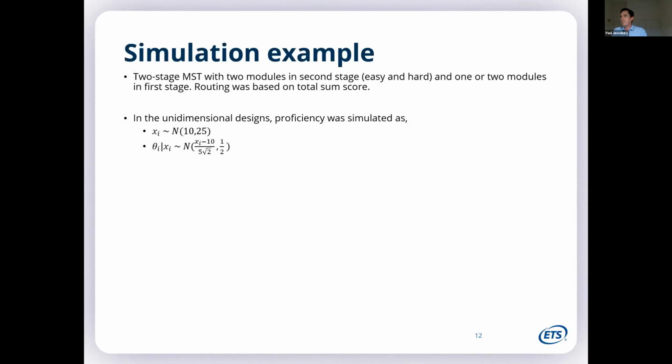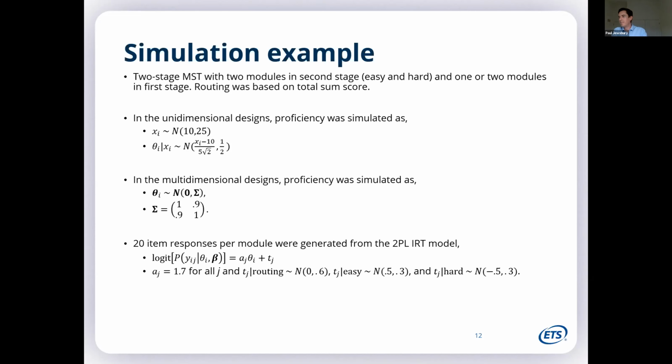In the unidimensional designs, proficiency was simulated in this way with respect to xi, the contextual variable. It was simulated with these parameters to have a mean of 0, standard deviation of 1, and an R squared with xi of 50%. In the multidimensional design, again, we have a mean of 0, standard deviation of 1, and a large correlation of 0.9 between the subscales.